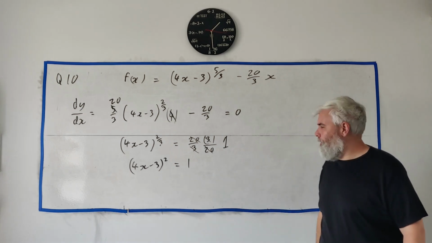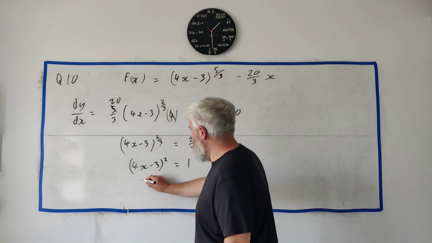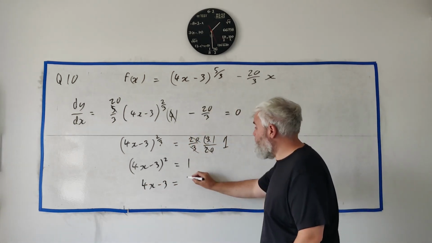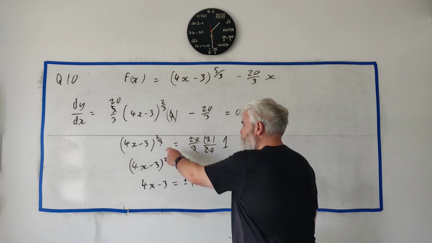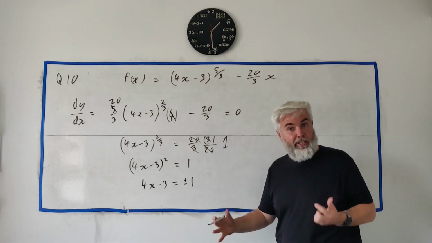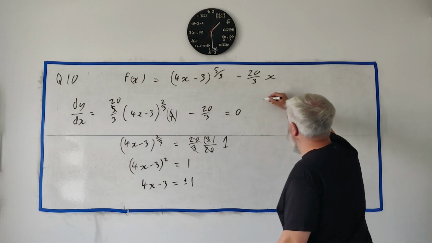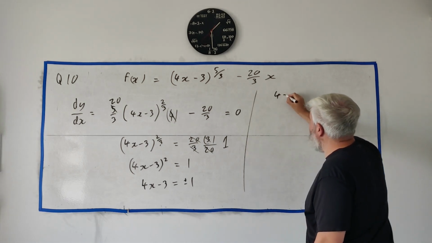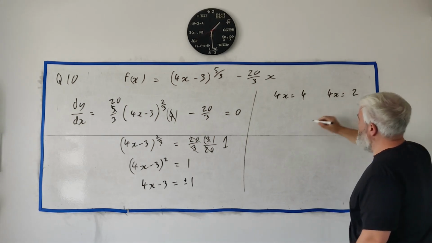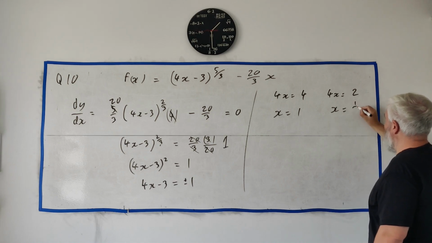1 is a great number to deal with. Get rid of the square. Get the square root of both sides. 4x minus 3 is equal, careful, it's not just 1, it's plus or minus 1. Whenever there's an even number involved in these powers, you're probably going to end up with pluses and minuses. Okay, let's solve that. We will get 4x is either equal to 4 or 4x is equal to 2. That's x is equal to 1 or x is equal to a half.